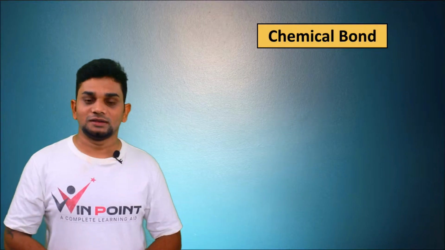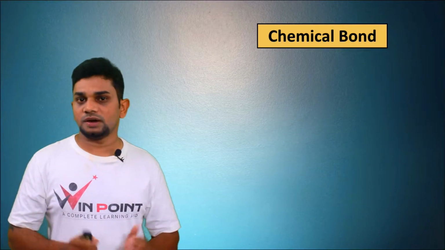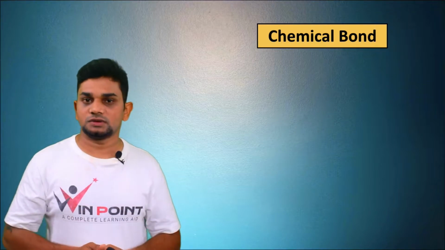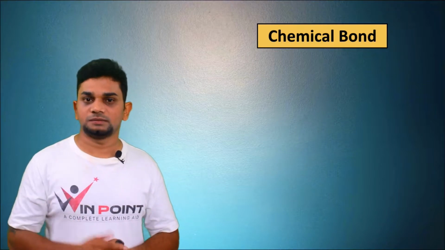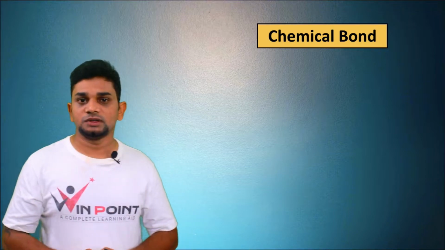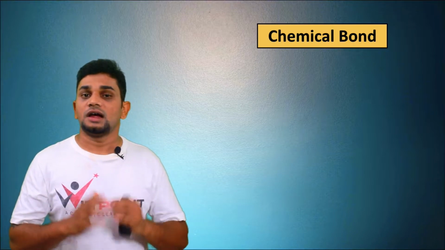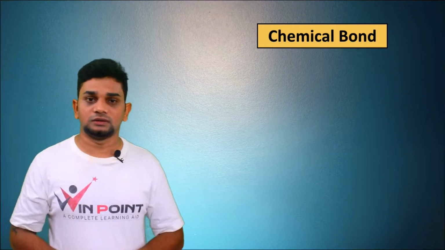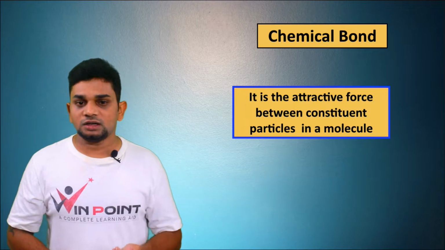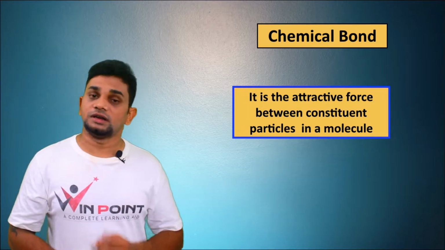Now we can discuss chemical bond. What do you mean by chemical bond? A chemical bond is an attractive force. If a molecule has 2 atoms, those atoms have an attractive force between them. This attractive force is known as a chemical bond. So a chemical bond is the attractive force between the constituent particles in a molecule.